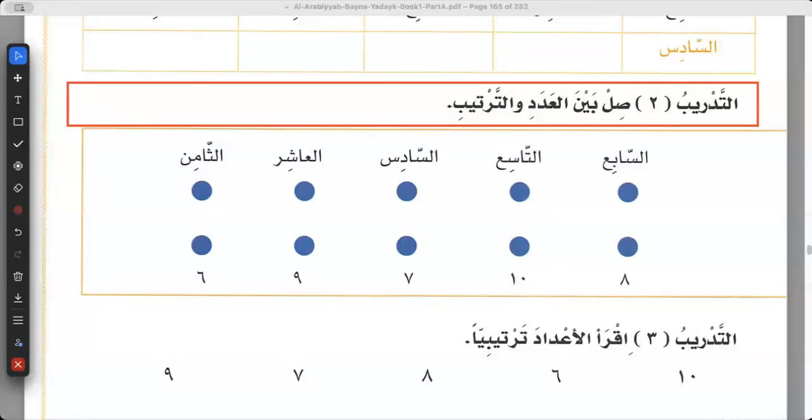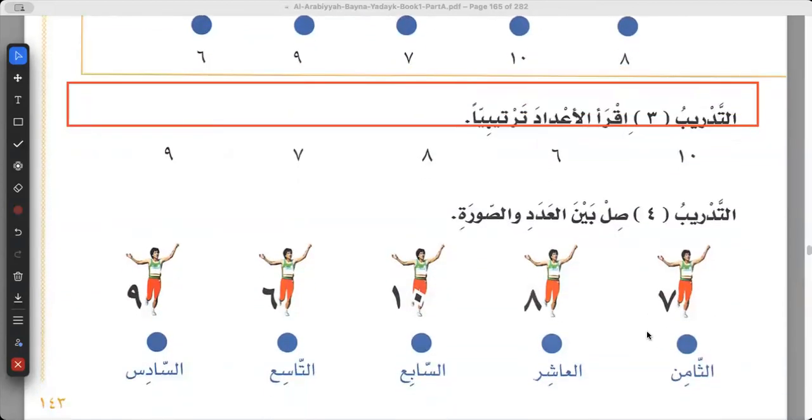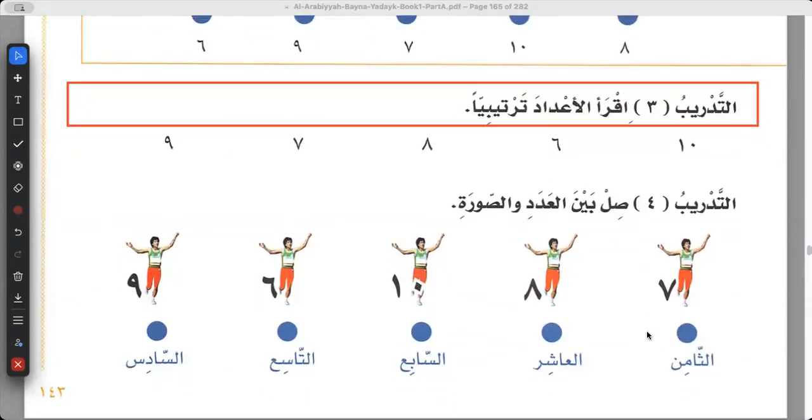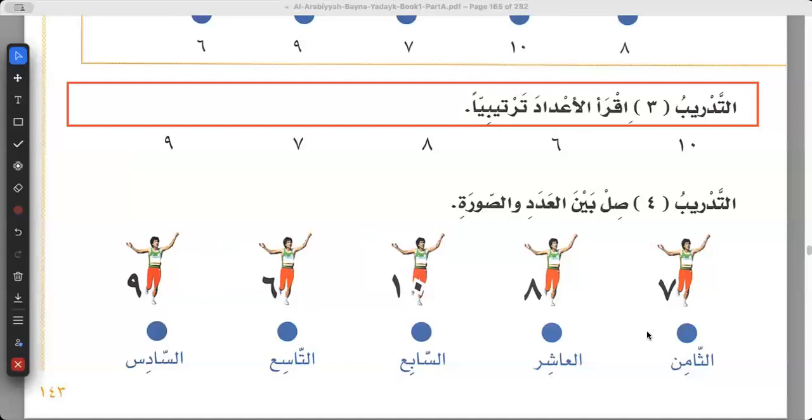التدريب الثالث. اقرأ الأعداد ترتيبيا. Read the numbers in sequence or one after the other. So we have 10, 6, 8, 7, 9. Let me call somebody to do that.